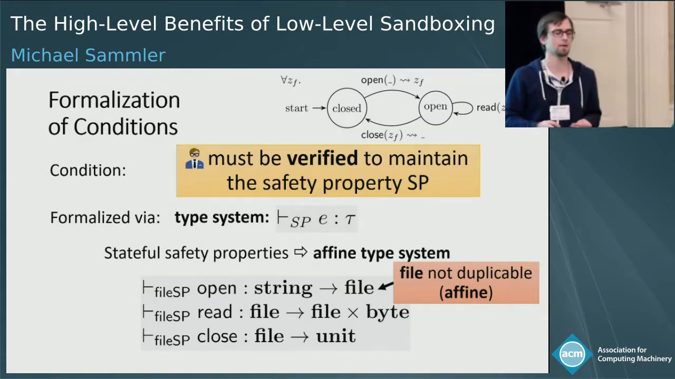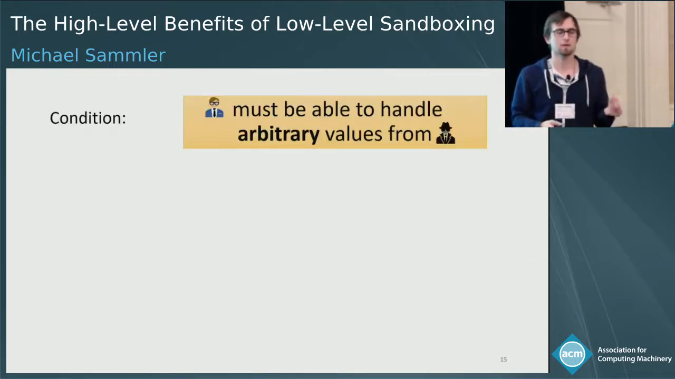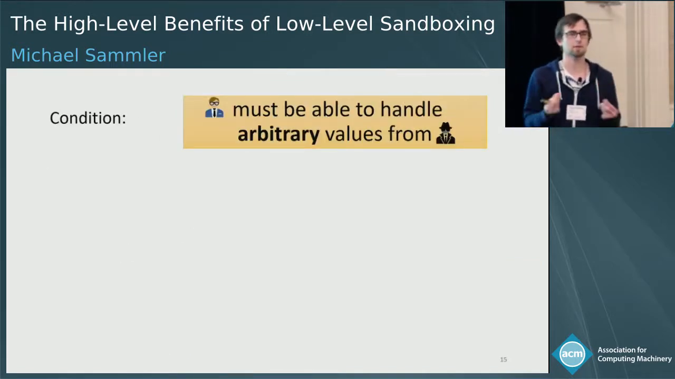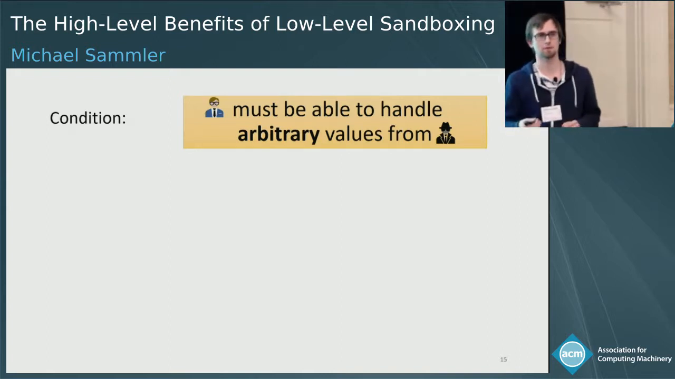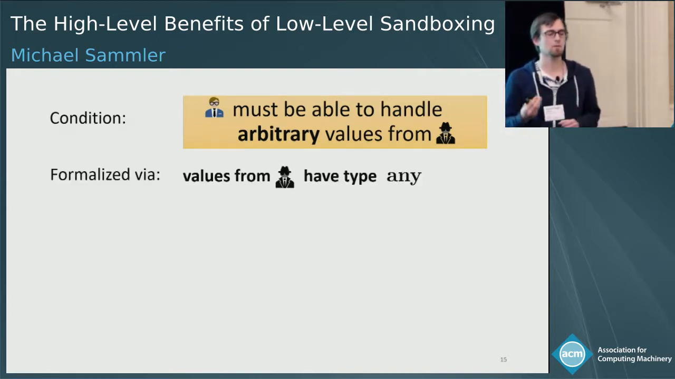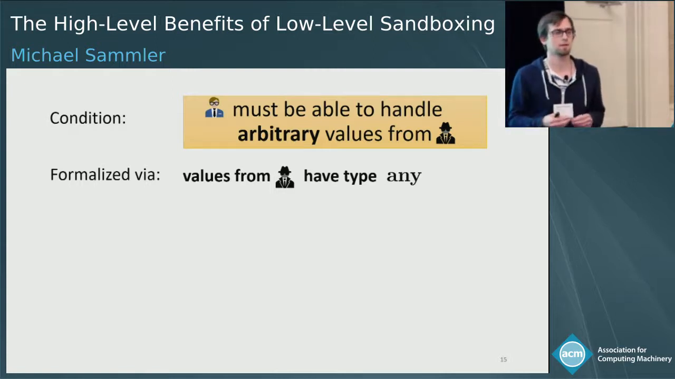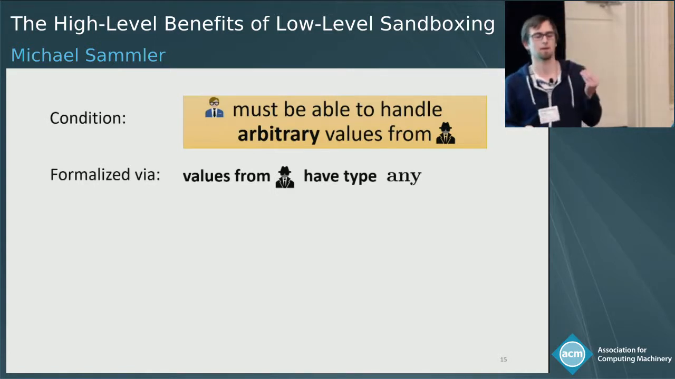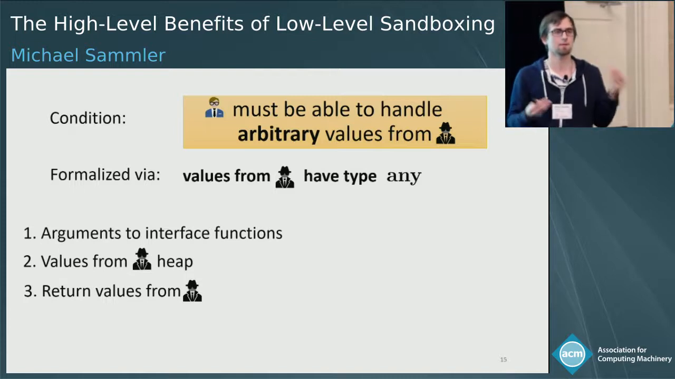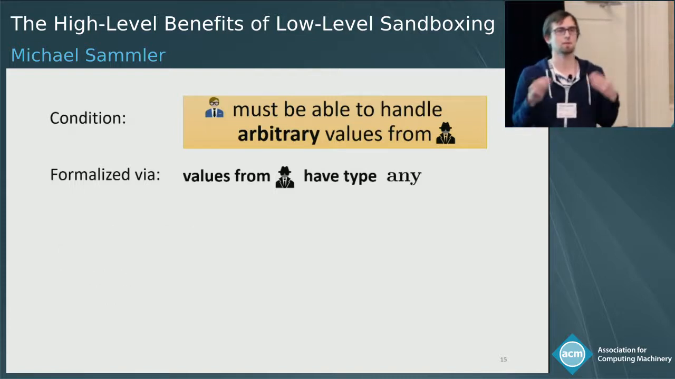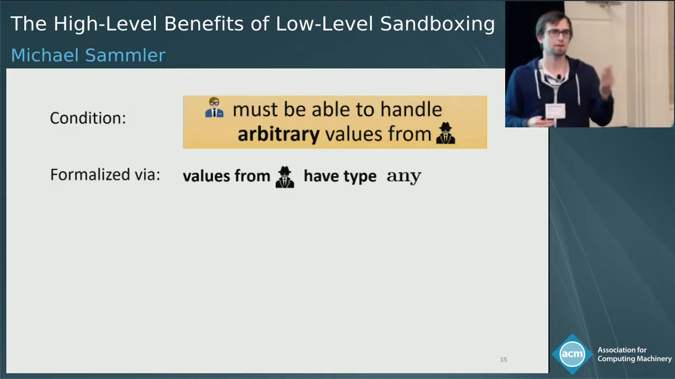So now that we've seen how we can verify the trusted code with our type system, let us look at the second condition, which is that the trusted code must be able to handle the arbitrary values from the untrusted code. And we formalize this using the type any, which is inhabited by arbitrary values. Every value of the language inhabits this type. So this means that whenever the trusted code receives the value from the untrusted code, it sees it at the type any, so it must be able to handle arbitrary values.